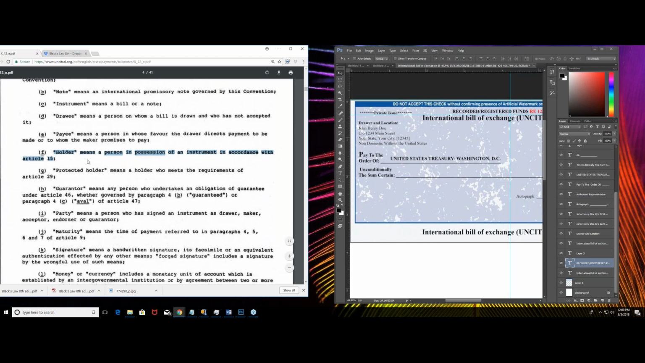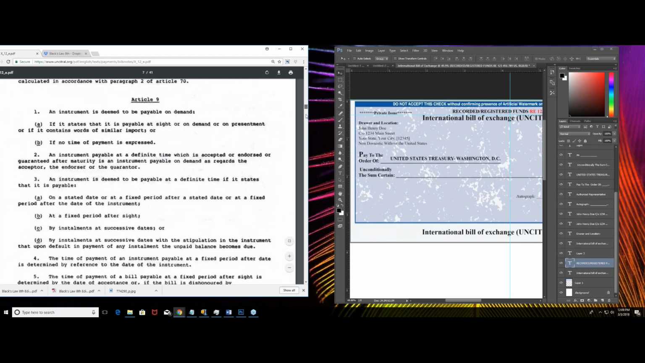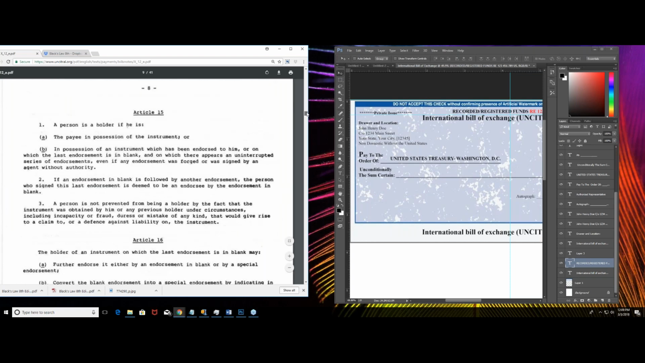And let's look at these articles while we're talking about it. Holder means a person in possession of an instrument in accordance with Article 15. Let's jump down to Article 15 and read it real quick. What is Article 15? A person is a holder if he is the payee in possession of the instrument, like you are if somebody writes you a check. If somebody writes you a check, you are the payee in possession. Okay, B. In possession of an instrument which has been endorsed to him or on which the last endorsement is in blank. And blank means that, hey, anybody can cash it.